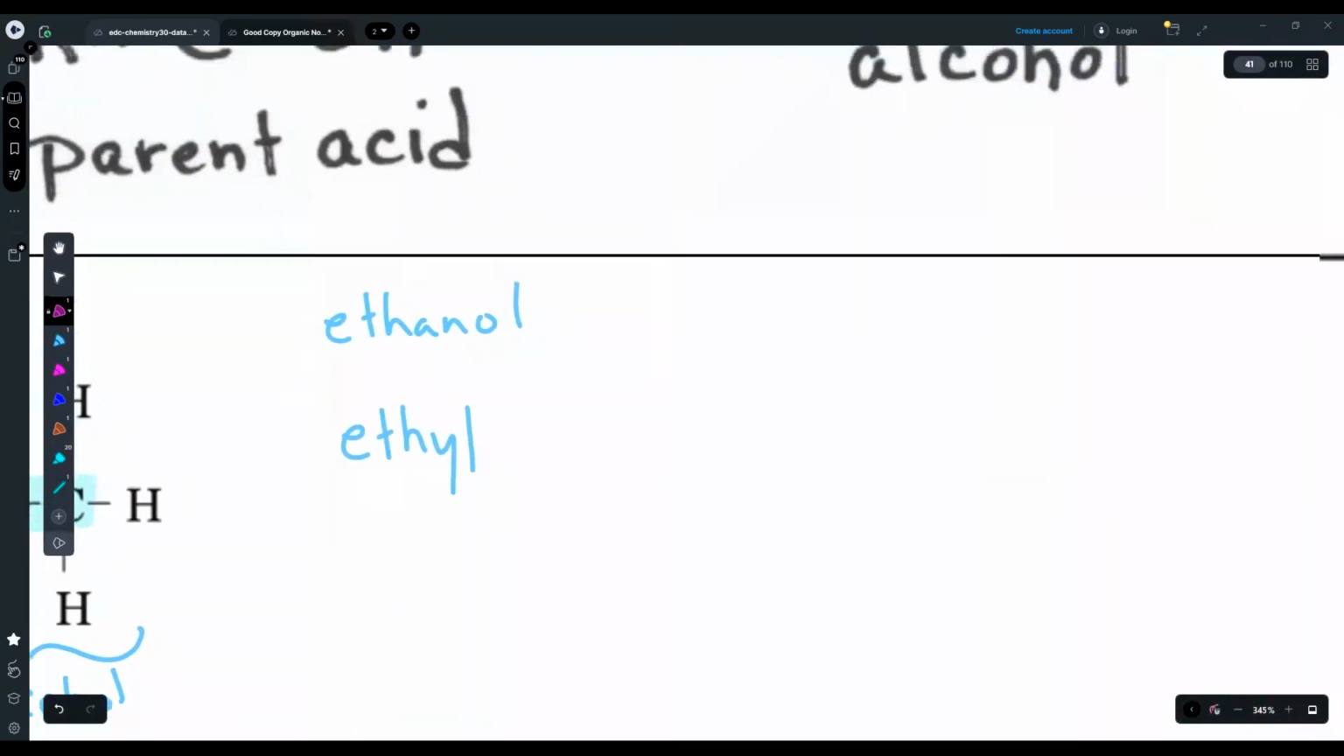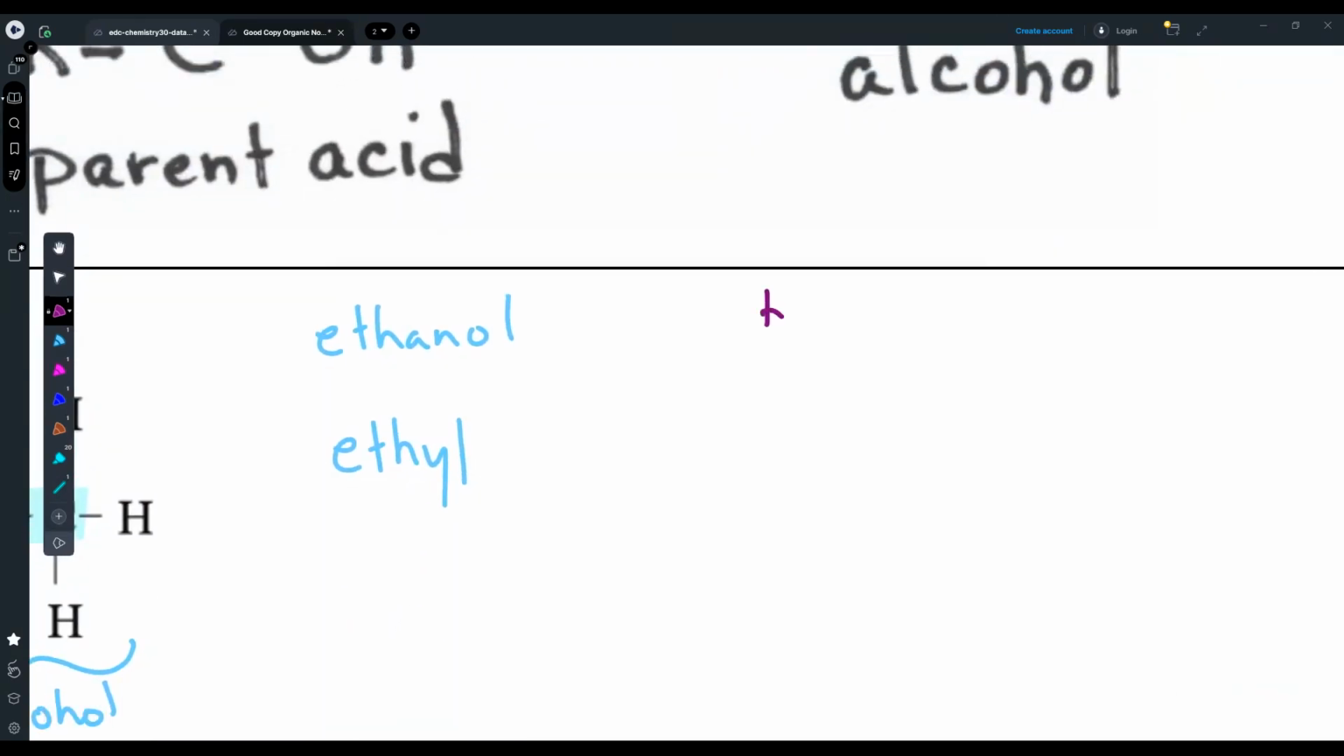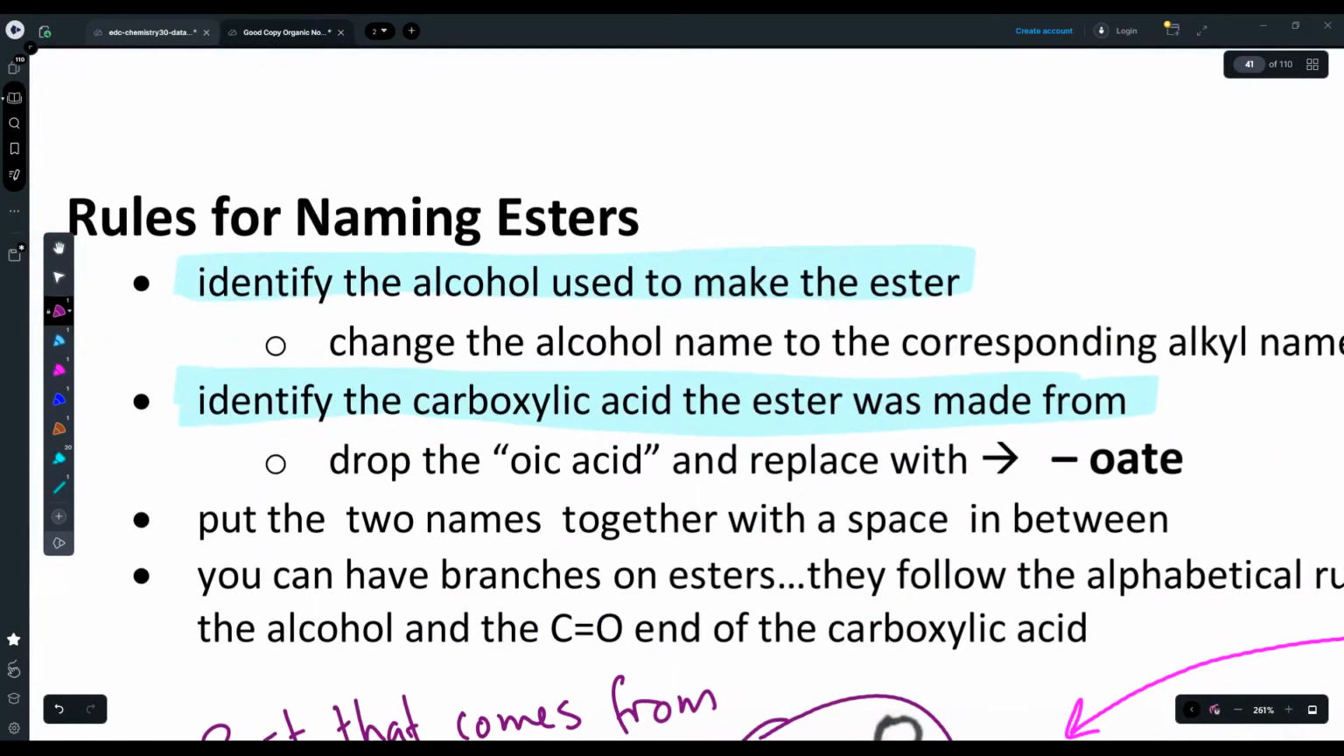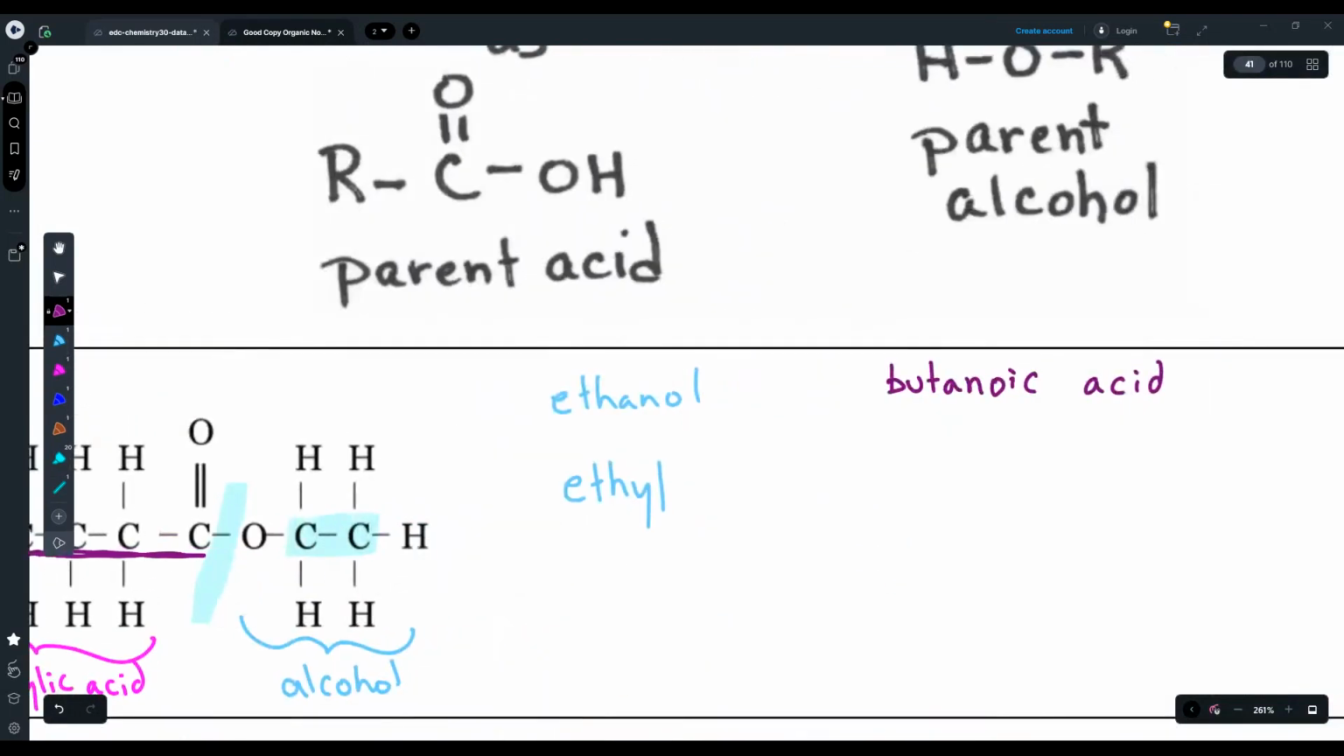The prefix that means 4 is but, and if I was naming this as a carboxylic acid, remember you start off with the alkane name, then drop the e and replace it with oic acid. Switching from the carboxylic acid name to the ester name, we have to drop the oic acid and replace it with oate. So that's what we're going to do. That would be butanoate.